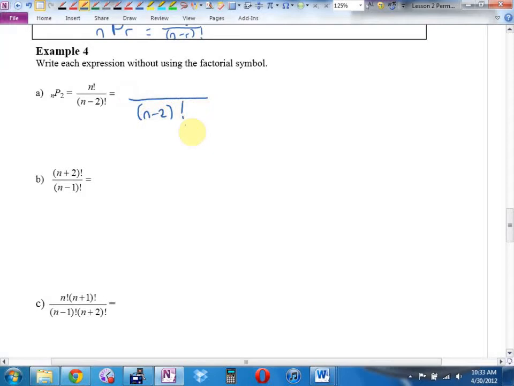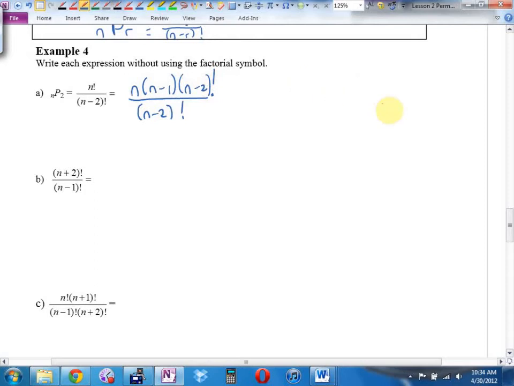The top, n factorial, what that really means is n times n minus 1 times n minus 2 times n minus 3 times... let me say this again, n times n minus 1 times n minus 2. I could write n minus 3, n minus 4, n minus 5, but isn't that really n minus 2 factorial? Because that's this times 1 less times 1 less times 1 less.